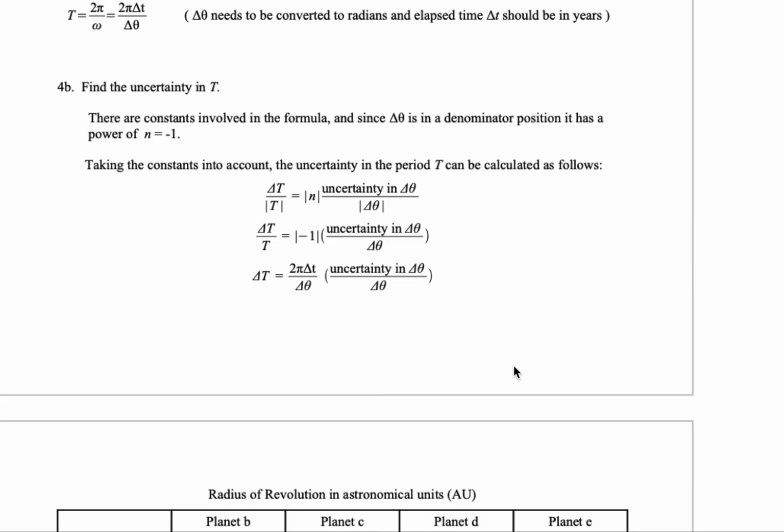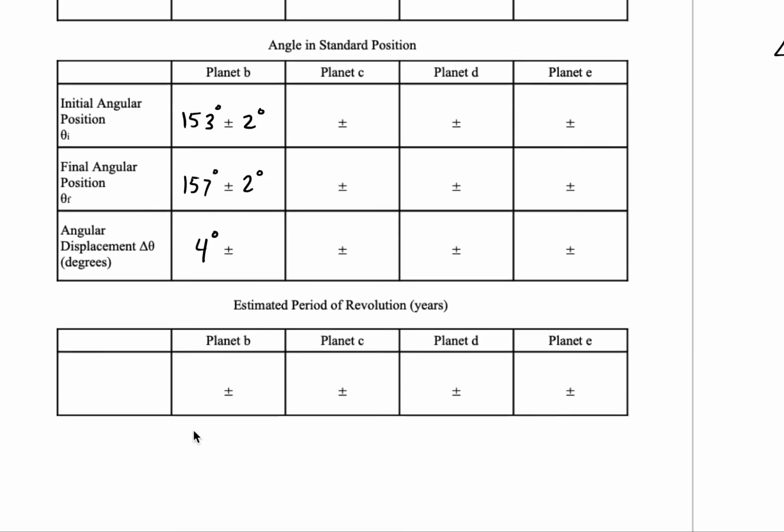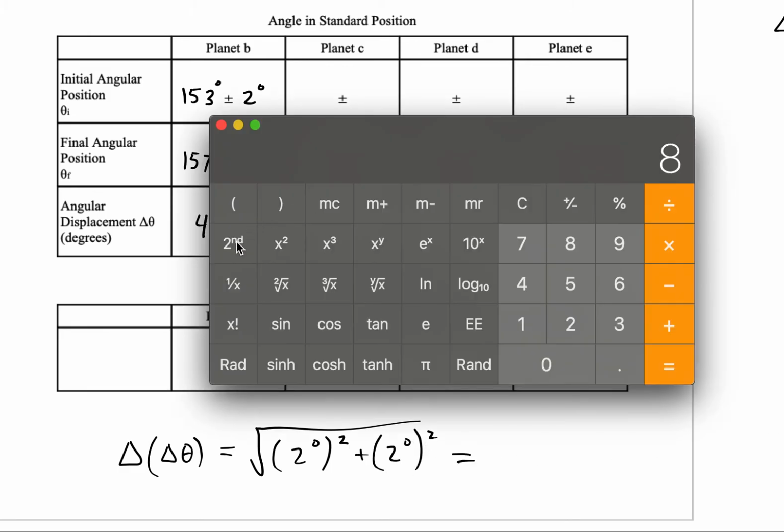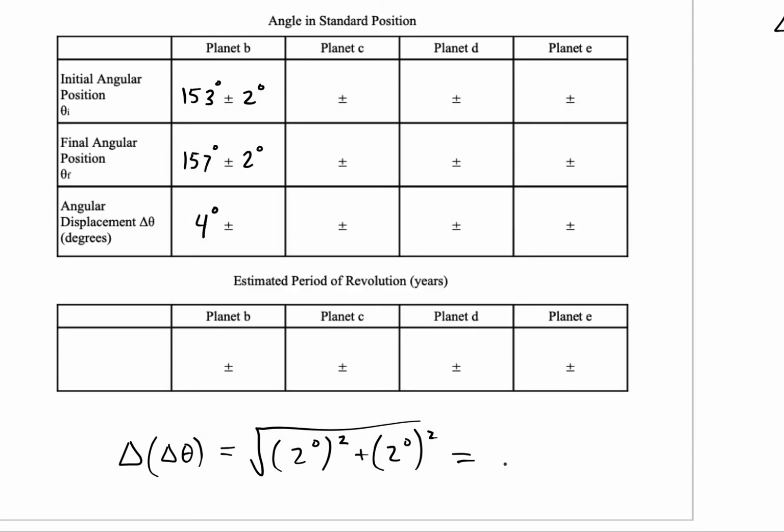Alright, so we would say delta theta, basically. Delta theta will be the square root of 2 degrees squared plus 2 degrees squared, 2.8 degrees. So we may say, round it up to 3 then.